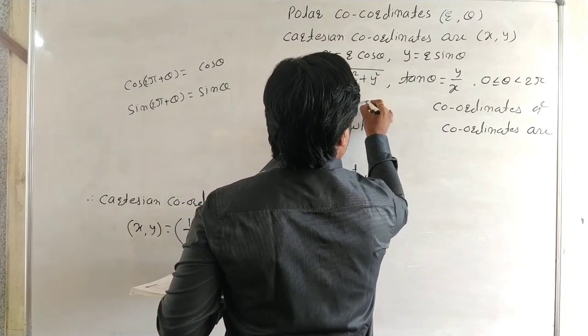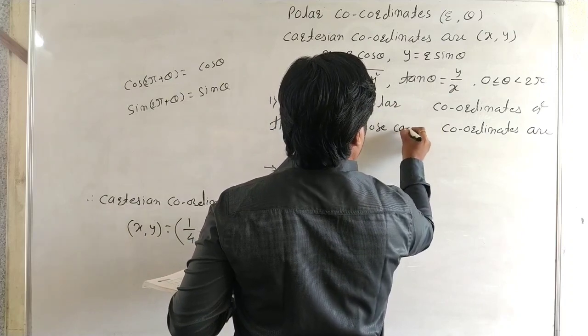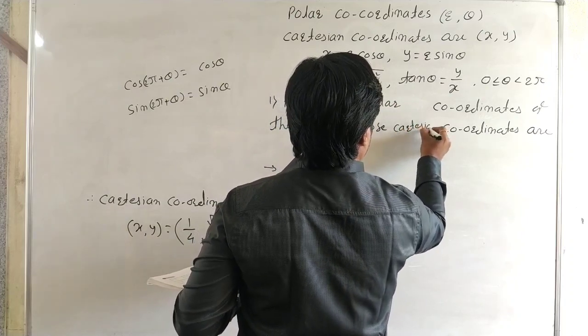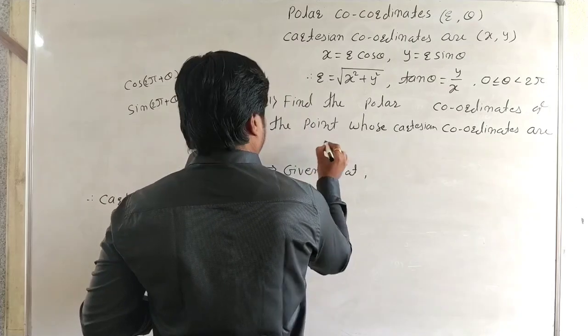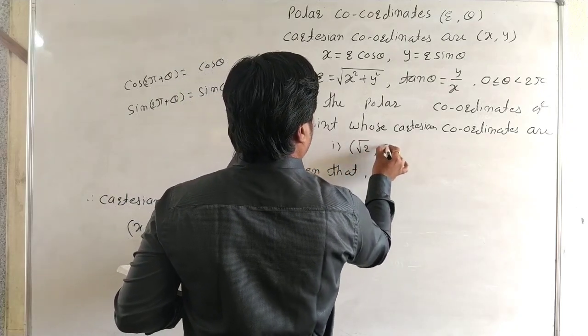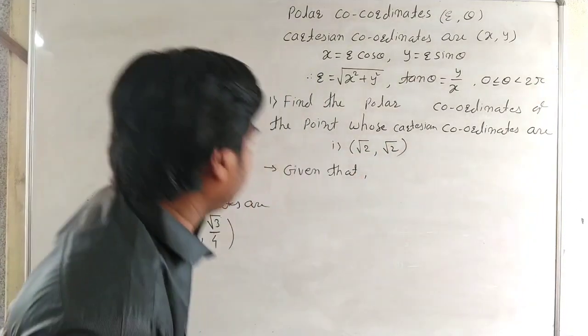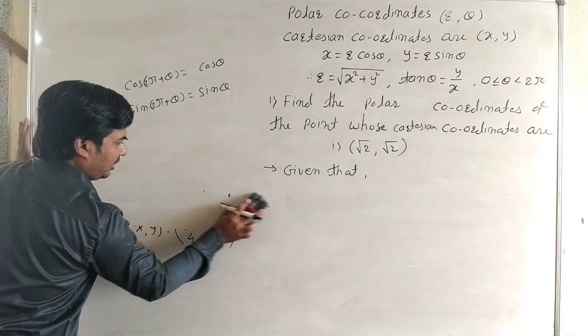Find the polar coordinates whose Cartesian coordinates are, here the first example, root 2 comma root 2. Here the Cartesian coordinates are given. We want to find the polar coordinates.